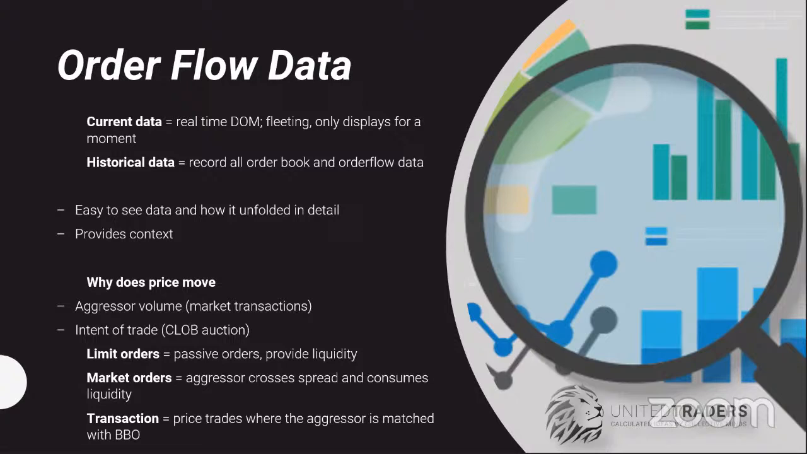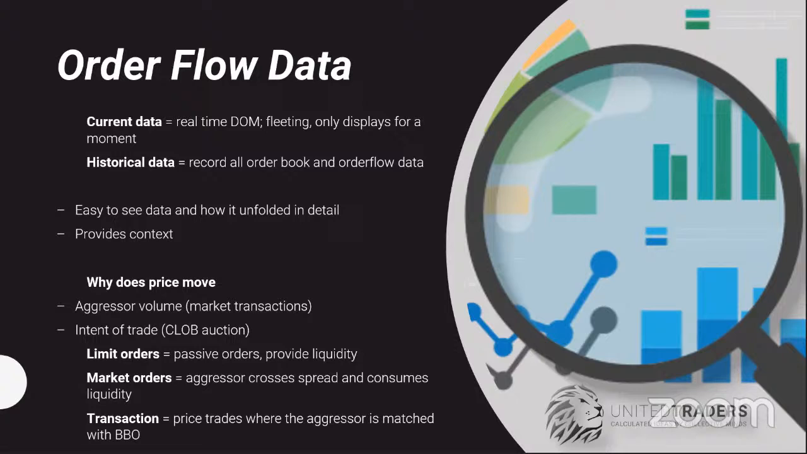The intent of trade is what moves the price. Limit orders, as we talked about, are passive orders. They provide liquidity. Market orders are aggressive orders. They cross the spread and consume liquidity, so they're liquidity-eating orders. A transaction is always when price trades where the aggressors match with the best bid or offer.